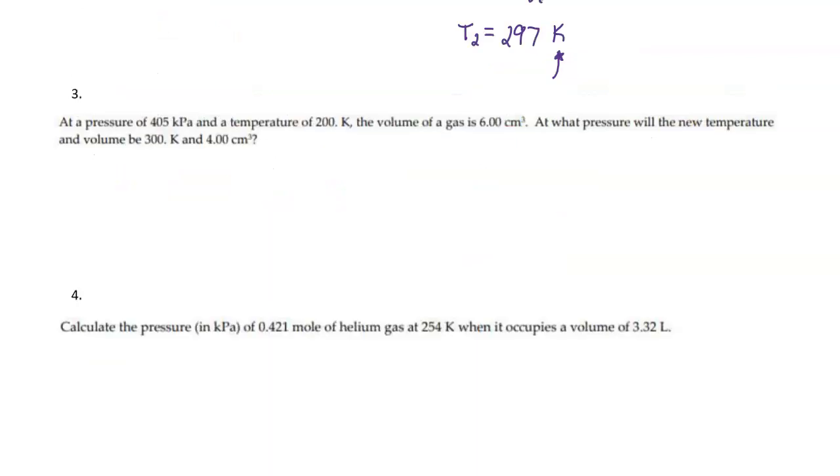Here's question 3. First, read the whole problem. Just pay attention to what it's about. Get a feeling for it. At a pressure of 405 kilopascals and a temperature of 200 Kelvin, the volume of a gas is 6.00 centimeters cubed. At what pressure will the new temperature and volume be 300 Kelvin and 4.00 centimeters cubed?